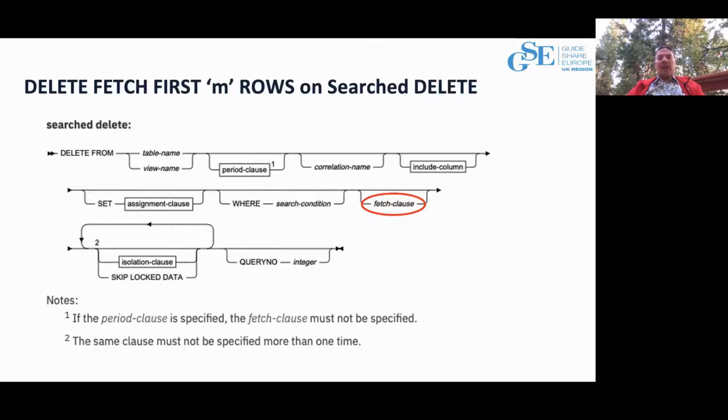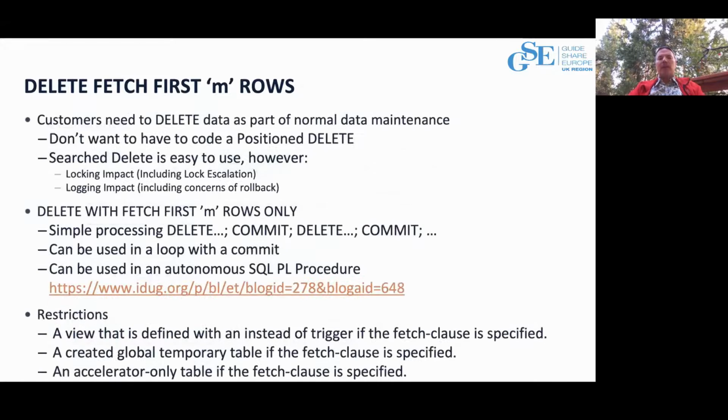Okay, another new feature that was added was the ability to add fetch first M rows with a number on a search delete. And the use case here is really the ability to walk through data and delete it in some sort of data maintenance type operation. Customers previously had to code a COBOL application or something that went through and did a delete where current of, as an example, and then did a commit every 50 rows or something.